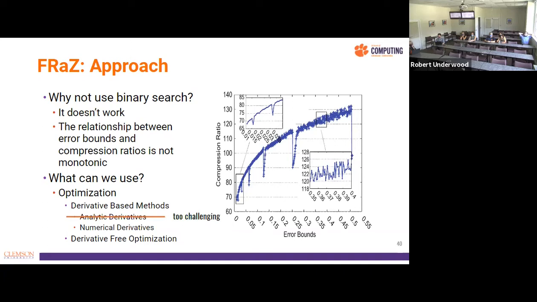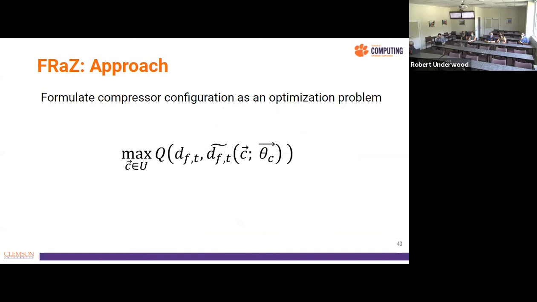Analytical methods largely won't work because, as I said, we don't have an explicit formula that describes the relationship between an error bound and the compression ratio that we're able to achieve. Additionally, numerical derivatives are often too slow on this particular class of problem. So what can we use? Derivative-free optimization, which kind of estimates the slope constructively by looking at points through each individual point as it comes up. So now that we're choosing to use optimization, we need to formulate our relationship between our error bound and our compression ratio as a function.